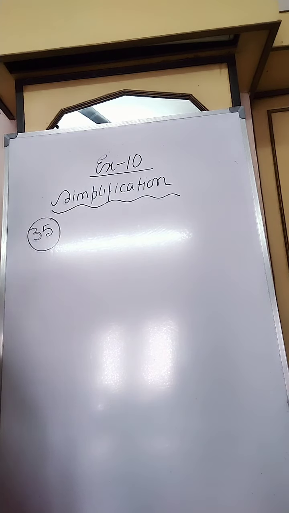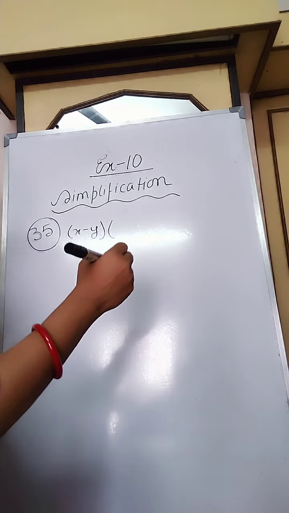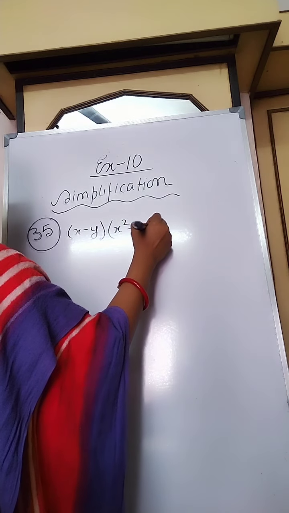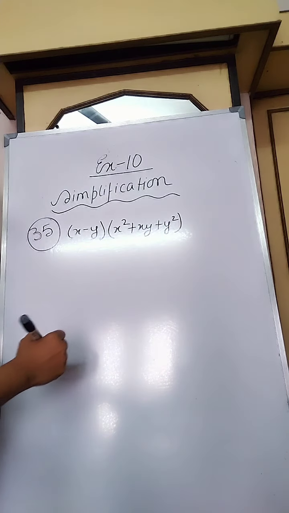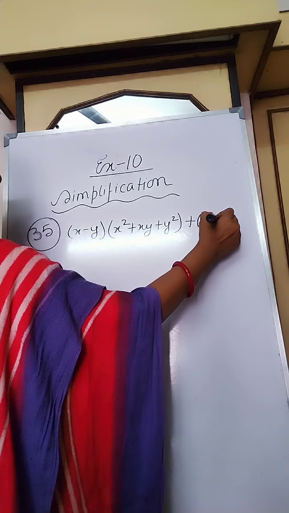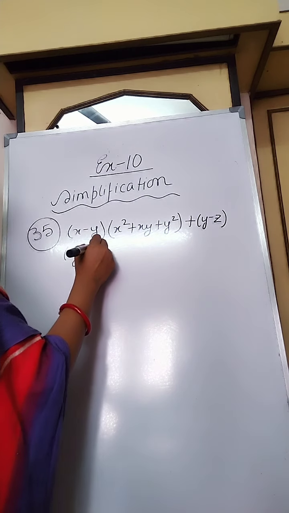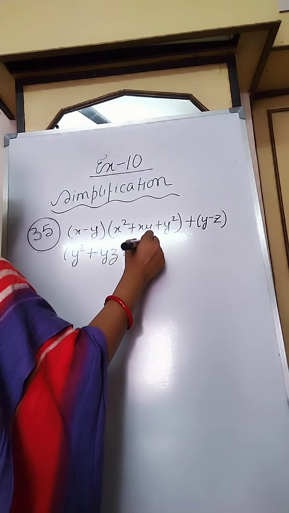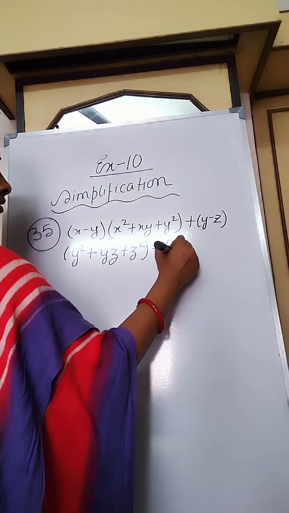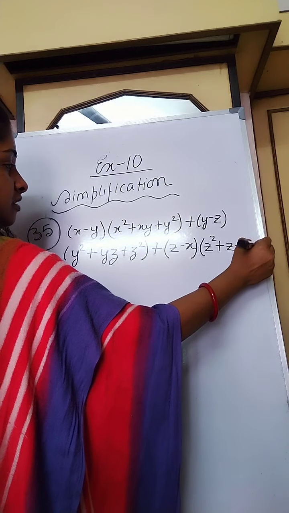(x minus y)(x square plus xy plus y square) plus (y minus z)(y square plus yz plus z square) plus (z minus x)(z square plus zx plus x square).